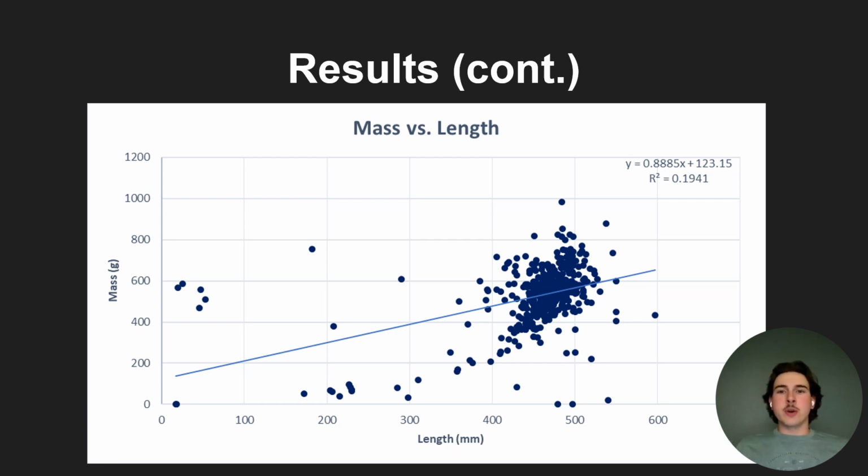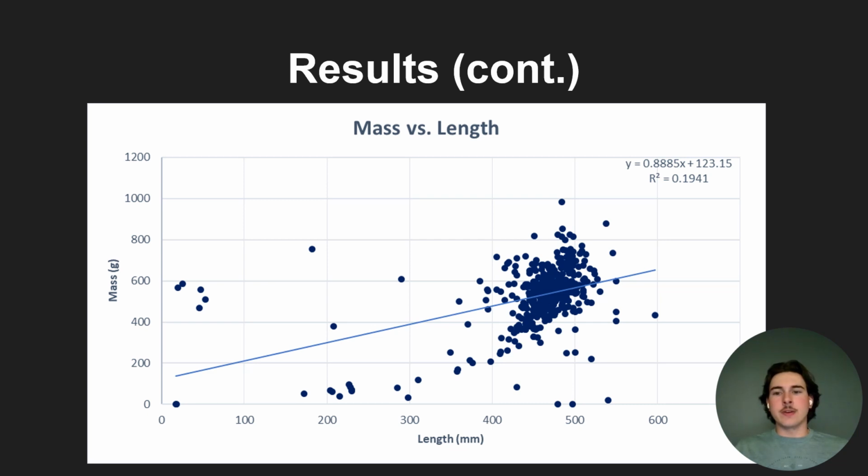Now we have an R squared of 0.1941, and obviously R squared represents the proportion of the variance of the dependent variable that's explained by an independent variable. So basically just the relationship between length and mass. So a larger R squared means a greater influence of mass from length. Now R squared is pretty small. So this suggests that in our data, there's a weak influence between mass and length.